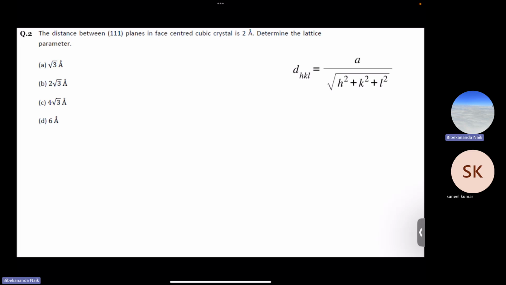This is a relatively simpler question related to interplanar spacing. The question says the distance between the 1, 1, 1 planes in the face centered cubic crystal is 2 Angstrom, and we need to determine the lattice parameter, that is, the value of a. The formula you know is d_hkl equals a divided by the square root of h square plus k square plus l square. And then these are the options. I will give a few minutes to solve this question and then I will discuss.